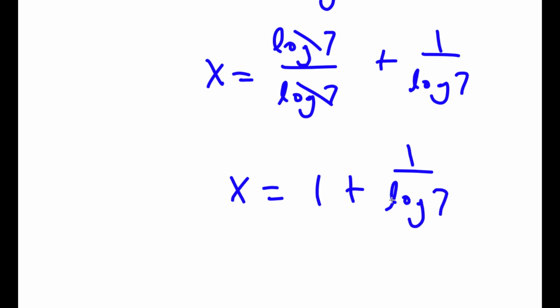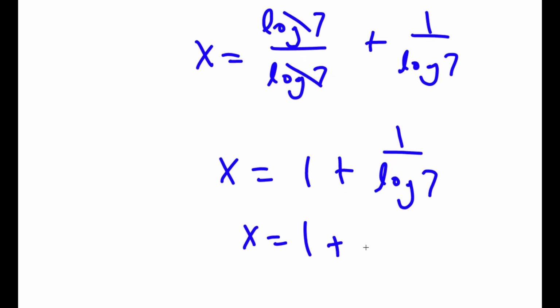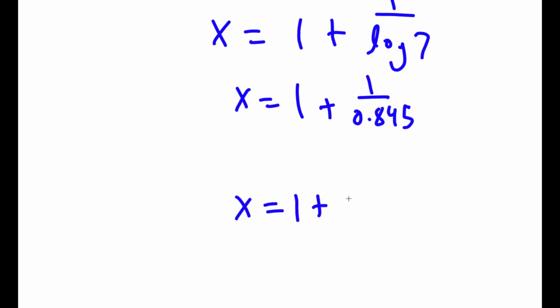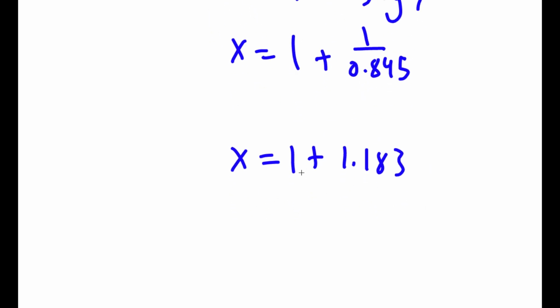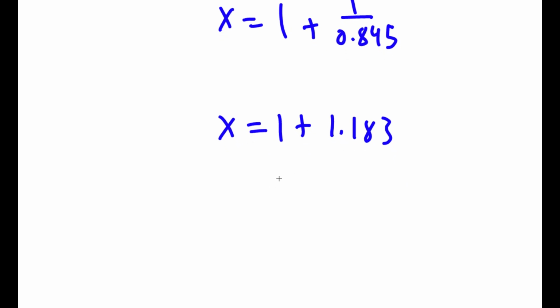Now, to get the value of log 7, you can actually use a calculator. So log 7 is equal to approximately 0.845. So now, 1 divided by 0.845 is going to equal 1.183. So now 1 plus 1.183 is equal to 2.183, so x is equal to 2.183. This is my answer.